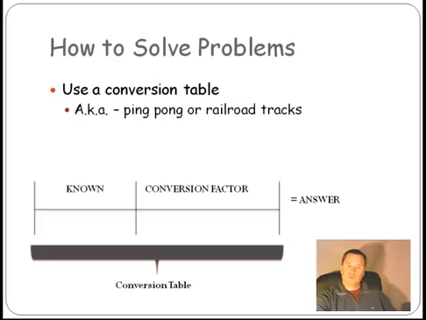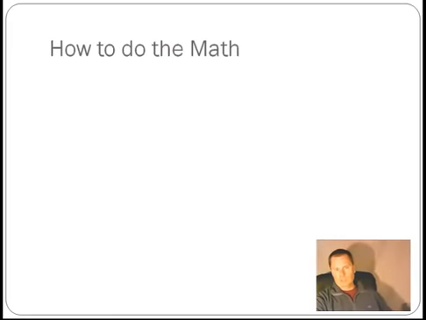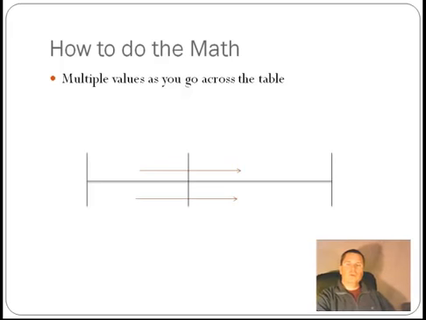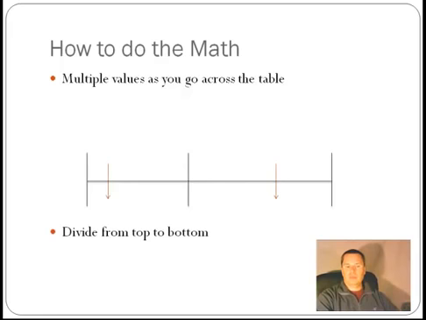So there's what our conversion table looks like. This is our answer. So how do we do the math? Well, if you're going across your ping pong table, you're going to multiply. So as you go across, you multiply the numbers on the top, left to right. Same thing on the bottom. Now once you get those done, anything on top gets divided by anything on the bottom. Okay, think of it as a fraction.